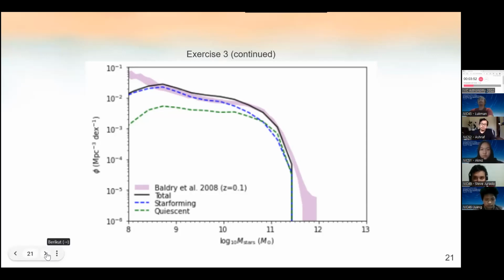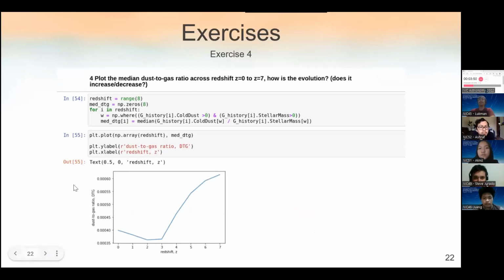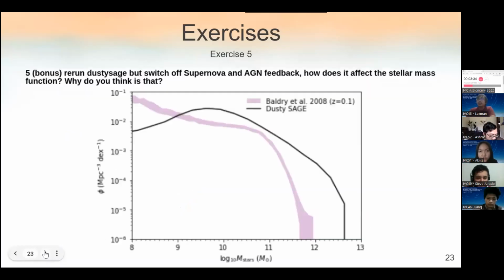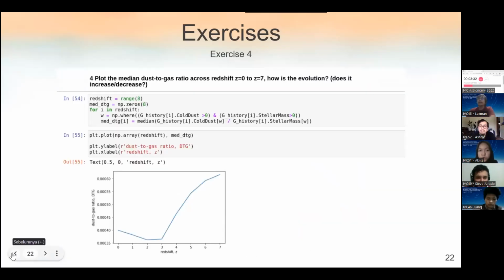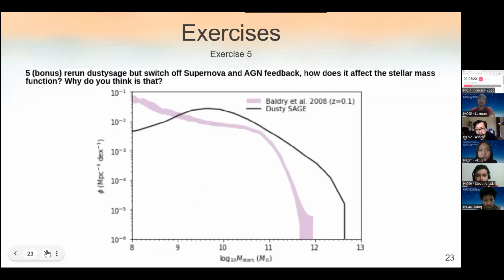Next, for the fourth exercise, we have to plot the median dust to gas ratio across redshift 0 to redshift 7. With the plot, we can see the evolution of the dust to gas ratio. Next slide. This slide. We can see in the plot that it decreases slightly from 0 to 3, but it increases rapidly afterwards. Next slide.